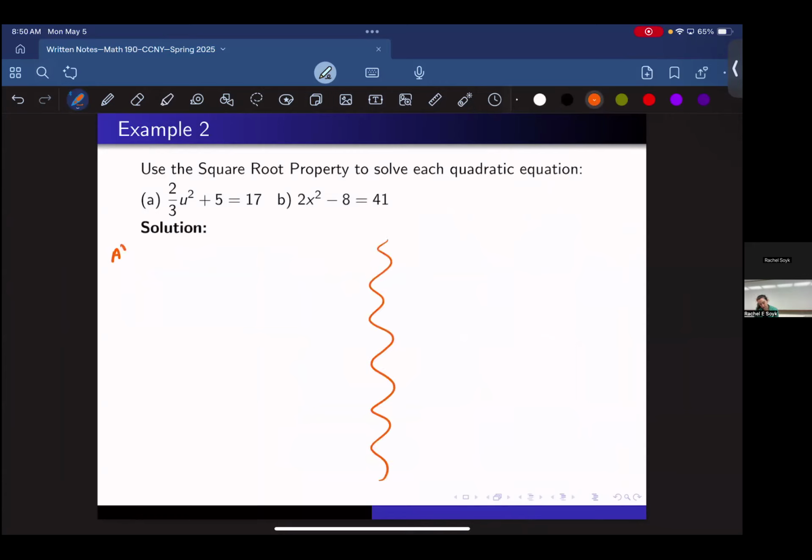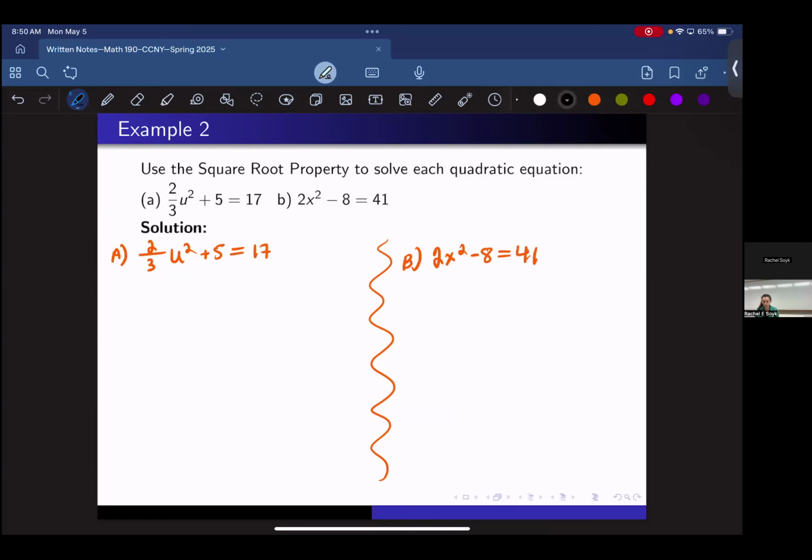Part A, we have 2/3 u squared plus 5 equals 17. Part B, we have 2x squared minus 8 is equal to 41.